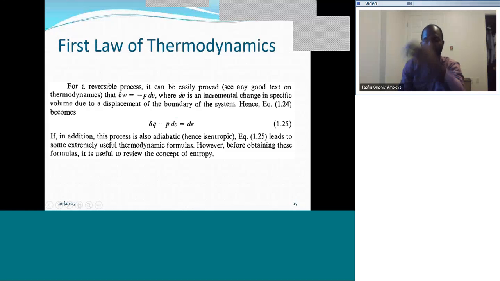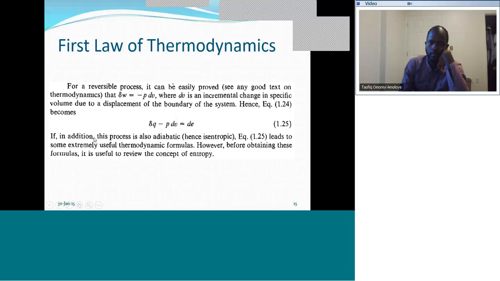So if we go on to assume the process is adiabatic as well, then that means the whole process is isentropic, and we can go on to get the isentropic relations.